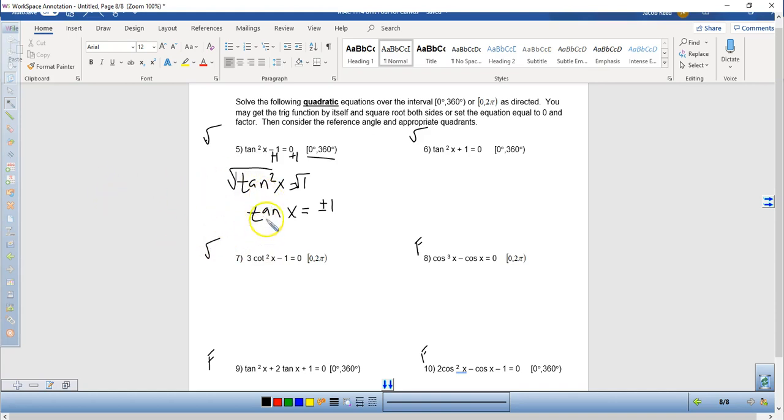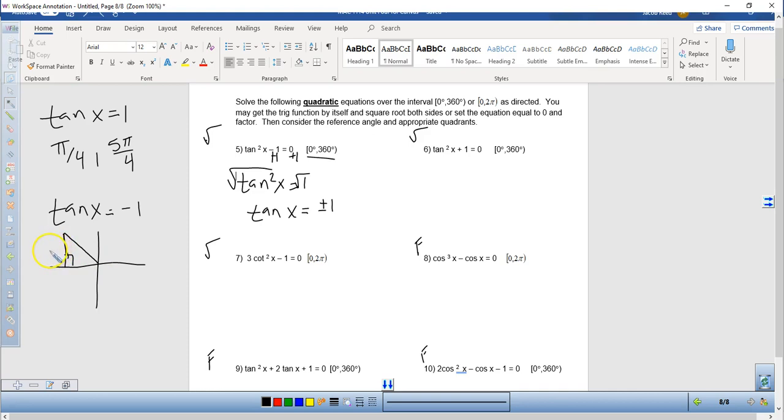So, we've already talked about where tangent can be 1. We talked about this in the last problem. We already know that is pi over 4 and 5 pi over 4. So I'm not going to waste time going through that again, but let's talk about tangent when it's negative 1. Where can tangent be negative? Well, second quadrant, where this is 1 and negative 1. And fourth quadrant, where this is 1 and negative 1. And here's our thetas.